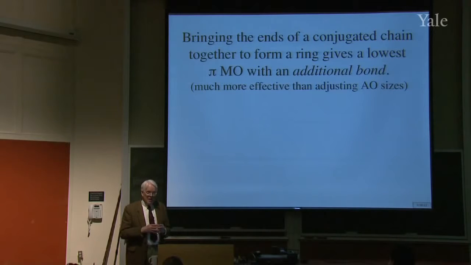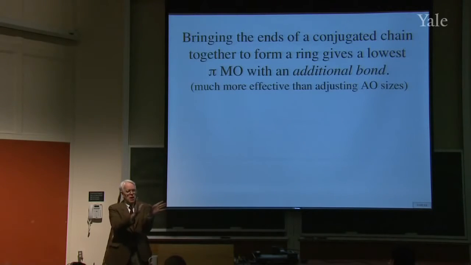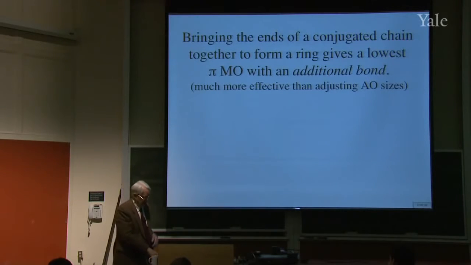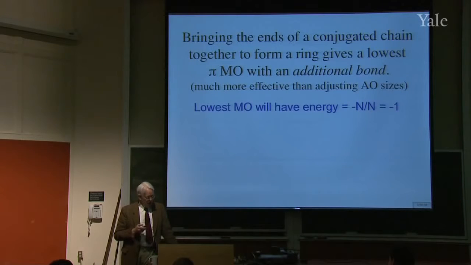Okay? Now, bringing the ends of a conjugated chain together to form a ring gives a lowest occupied orbital with another bond, right? We've got all these p orbitals in a row. Remember, we made it a little bit bigger in the middle, a little smaller on the end to optimize the overlap. But if we bring them around and touch the ends, for no additional charge, we get an extra bond here, a whole new pi bond. So that's much more effective than just these little changes that are made by adjusting the sizes. So the lowest molecular orbital now will have n of these overlaps rather than n minus 1.